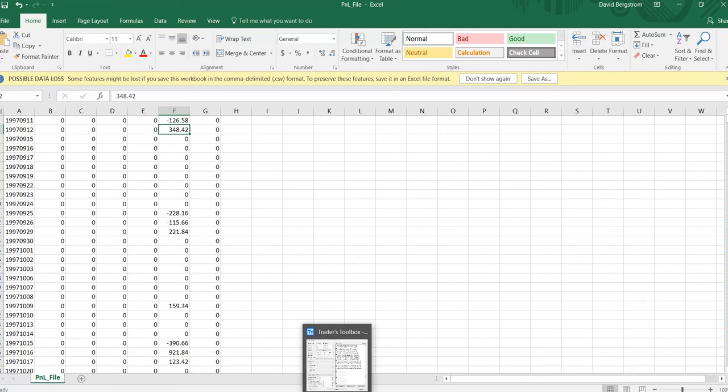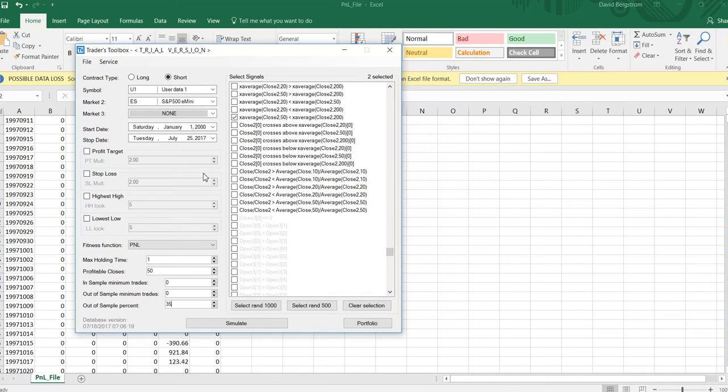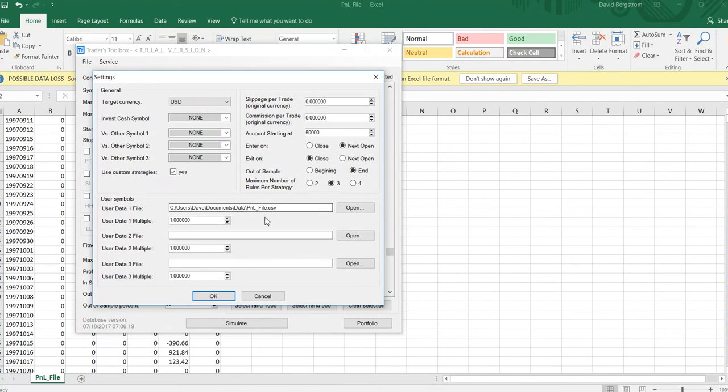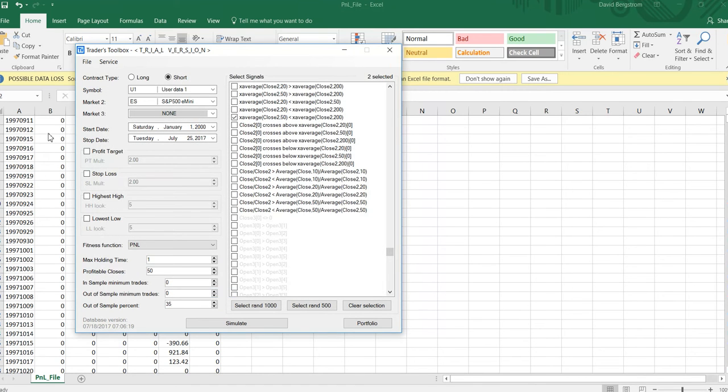To set it up in BuildAlpha, we're going to take this P&L file and make it our user data 1, which again is in settings. Right there's our P&L file. You can do this with any price data, but here we're obviously doing P&L, so getting a little creative here. What we want to do is enter on the next open after we get a rule, and exit on the close, which is exactly like I just described in Excel.